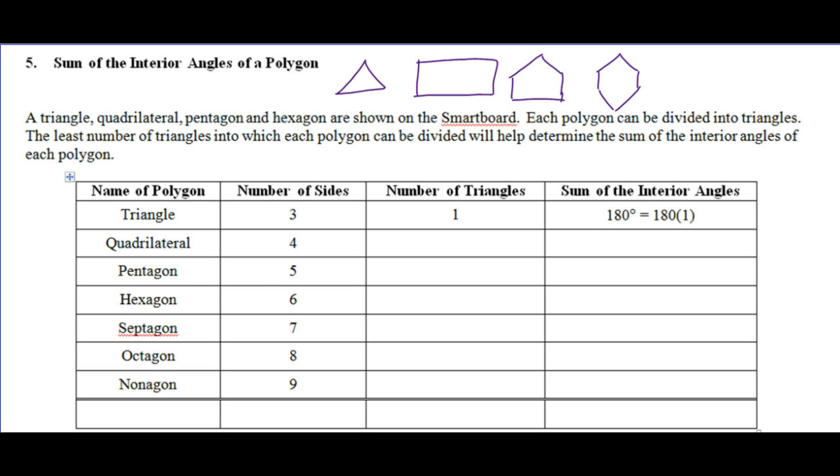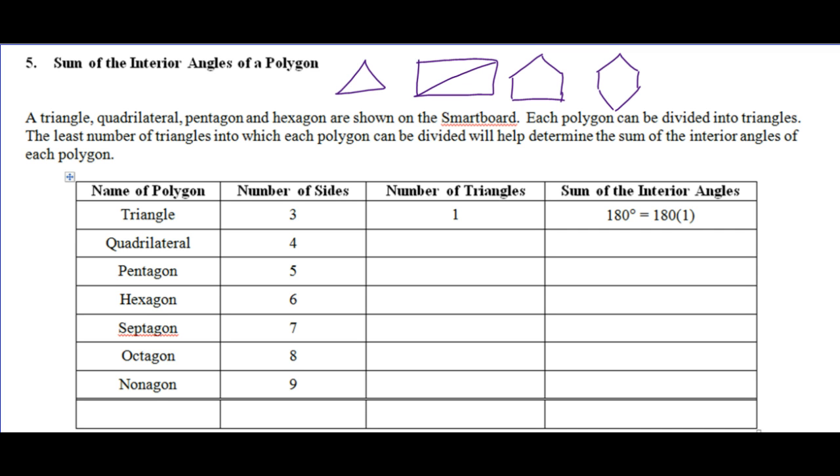Each polygon could be divided into triangles, right? So all I gotta do is start drawing diagonals, and I can make triangles. The least number of triangles into which each polygon can be divided will help determine the sum of the interior angles. So a triangle has 3 sides and can be divided into one triangle, right? It's just there. And what is the sum of the angles in a triangle? We know this, 180.